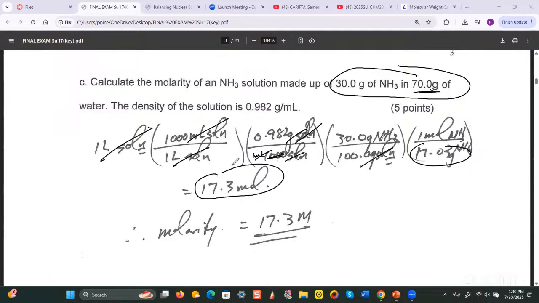Let me just make sure that this is correct. I'm very sure it's correct. Times 0.982 times 30 divided by 100 divided by 17.03. Right, so the final answer is 17.3 moles. So therefore, for every 1 liter of the solution, the amount of moles present of the ammonia is 17.3 moles. So therefore, we can conclude that the molarity is 17.3 M. All right? So that's basically how that is done. Any questions about this one? All right, so let me scroll down.